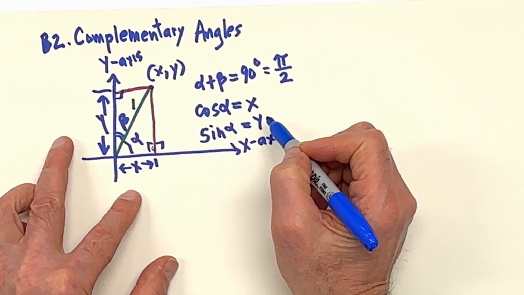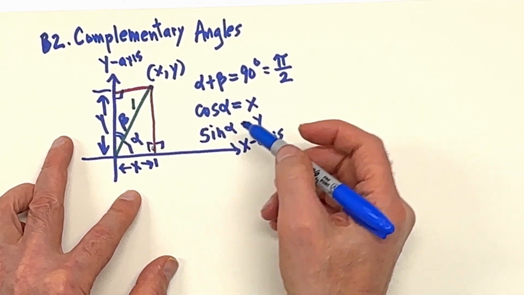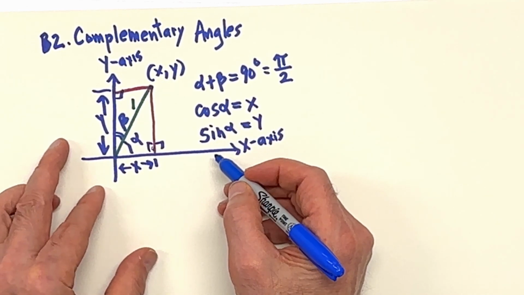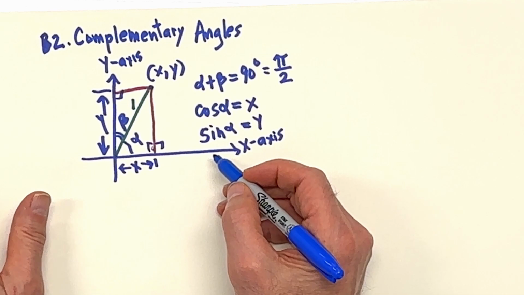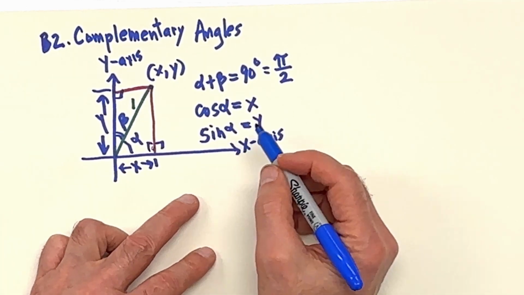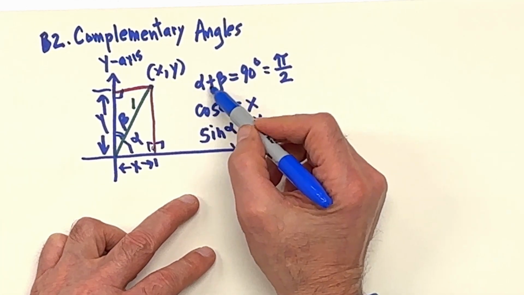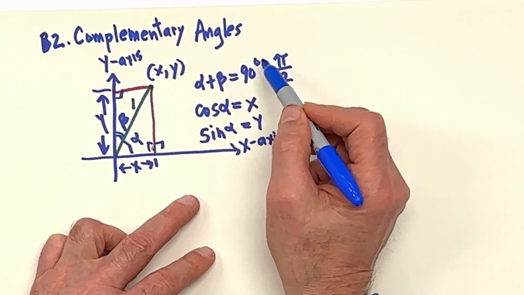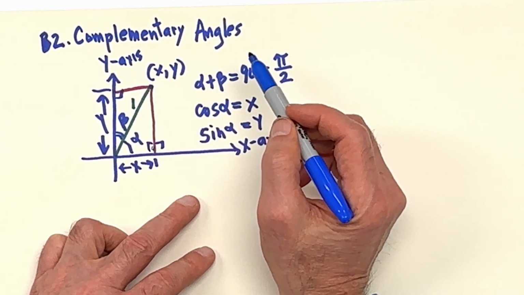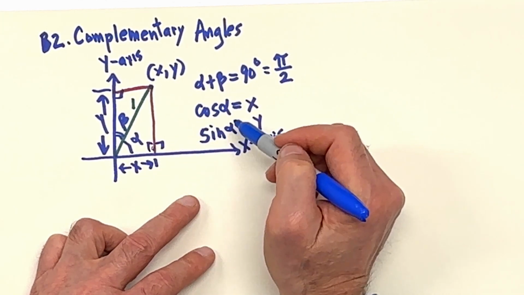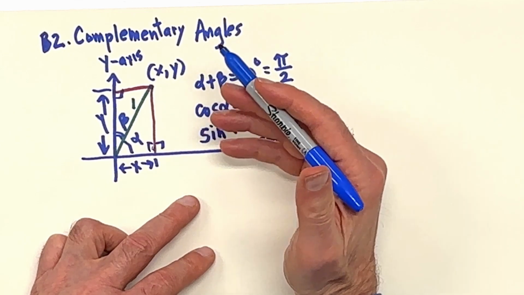Then for the sine, you take the opposite side, which is the y, divide by the 1, and you get y. So what I would like to do here is show you a relationship, because these angles are complementary. Complementary means that the two of them added together get you 90 degrees or pi over 2. That's the definition. And we're looking at the definition of cosine and sine in this review also.